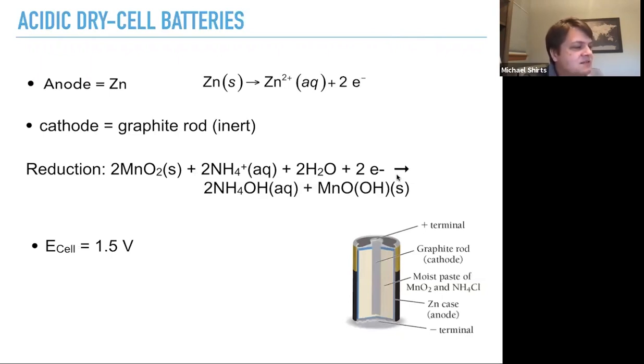This is not all that different from the voltaic cells we've seen, other than that the electrolyte is more of a paste. It's called a dry cell. It's still a paste, but it's not like an aqueous solution. It's a very dense paste with just a little bit of water in it.